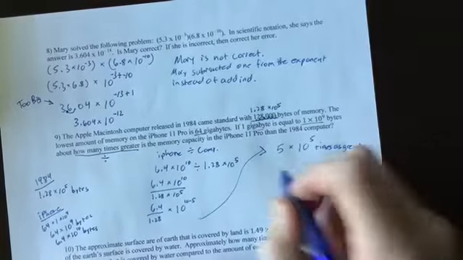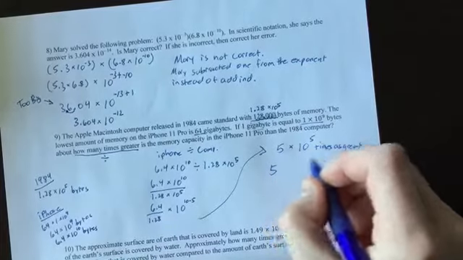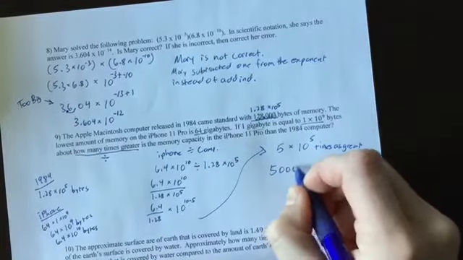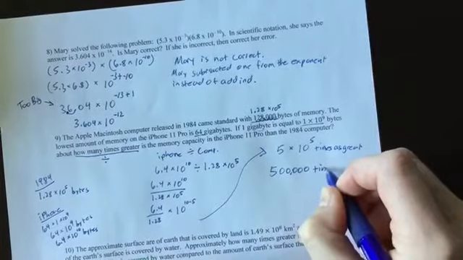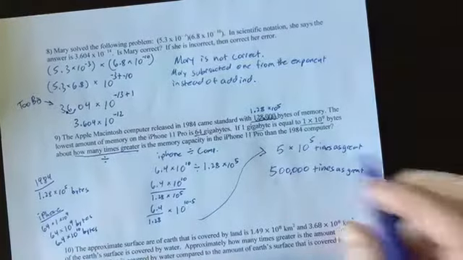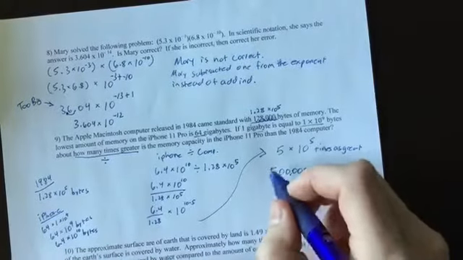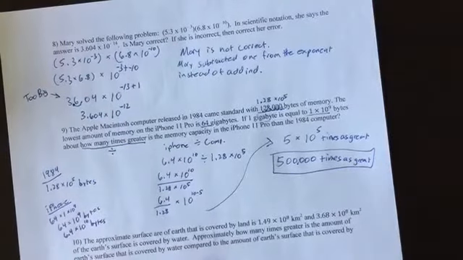And I'm going to say, let's put that into standard form. So that would be, let's see, decimal points there. It's going to be bigger. So there'd be 5 zeros. 1, 2, 3, 4, 5. So that's 500,000 times as great. So that iPhone 11 you can fit in your pocket has 500,000 times as much memory as a computer that came out in 1984. Amazing.